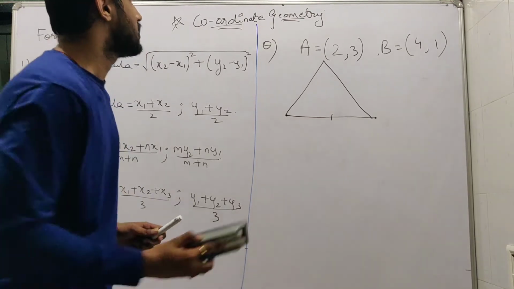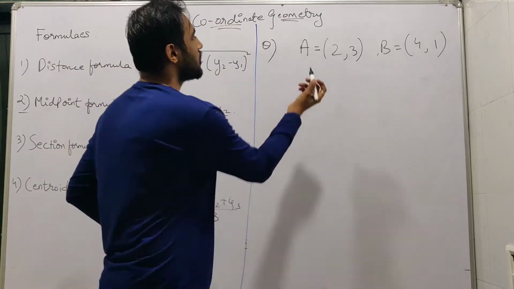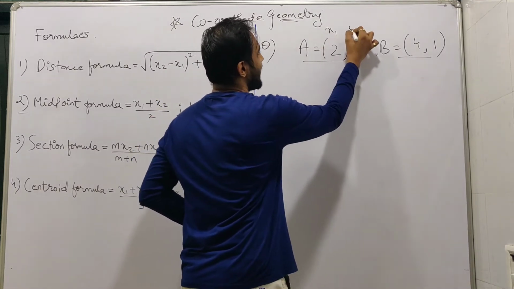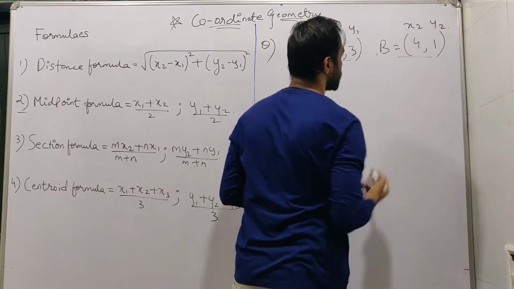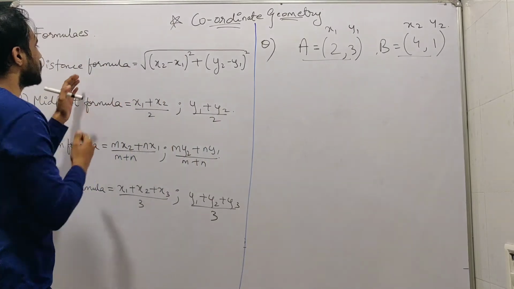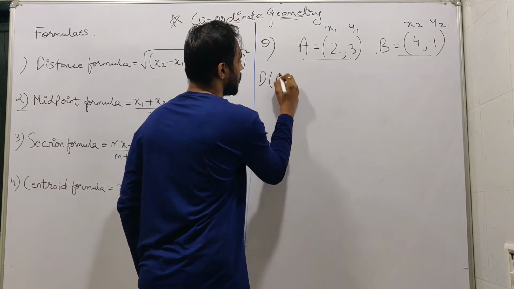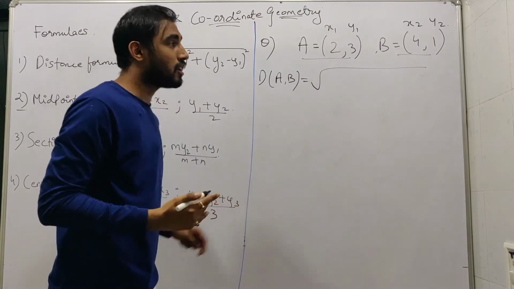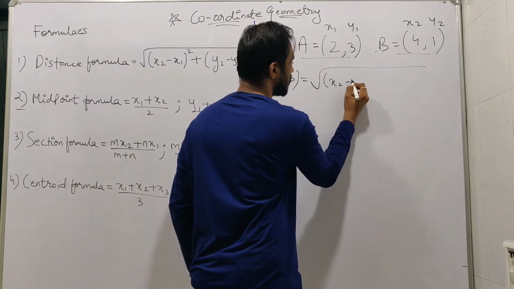Okay, so let's take a look at a question here. Two coordinate points A and B are given. We know the first coordinate is taken as x1 and y1, and the second point is taken as x2 and y2. So depending upon our question, if it is given to find the distance between the two, the distance formula for point AB is given as square root of x2 minus x1 the whole square plus y2 minus y1 the whole square. We will write down the formula once again.